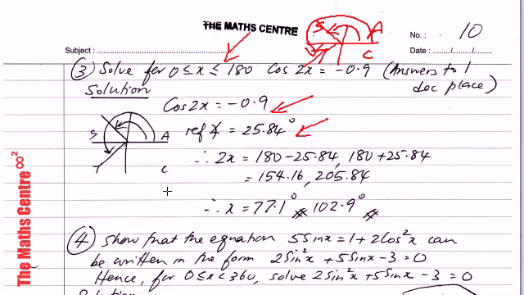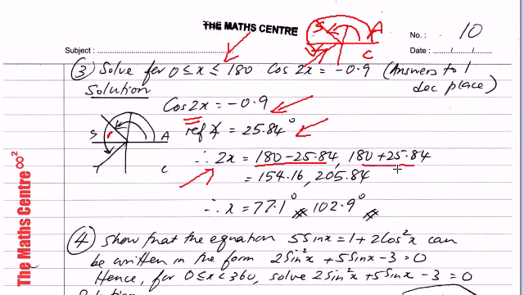Okay, now we can start writing down the answers. So remember, this is 2x. The first angle we have will be 180 minus the reference angle. So that's what you see here. The second angle will be 180 plus the reference angle. So that's what you see here.